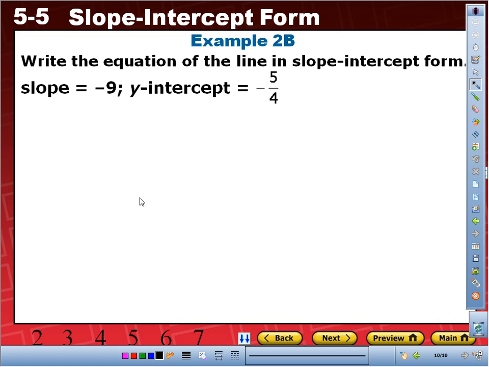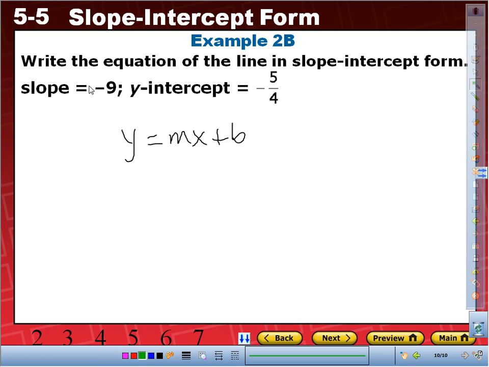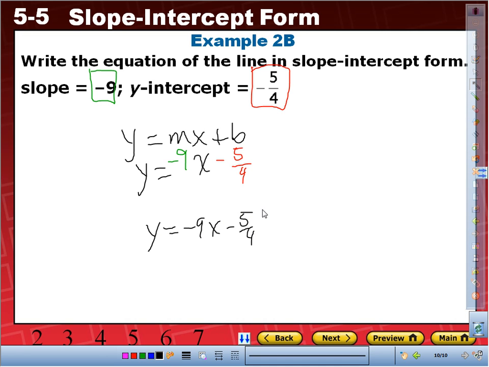Okay, let's see. All right, here we go. So, I saw some of you did this. y equals mx plus b. My slope is -9, that goes here. My y-intercept is -5/4, that goes here. So my equation is y equals -9x minus 5/4. Let me rewrite it down here. -9x minus 5/4. And we're done.